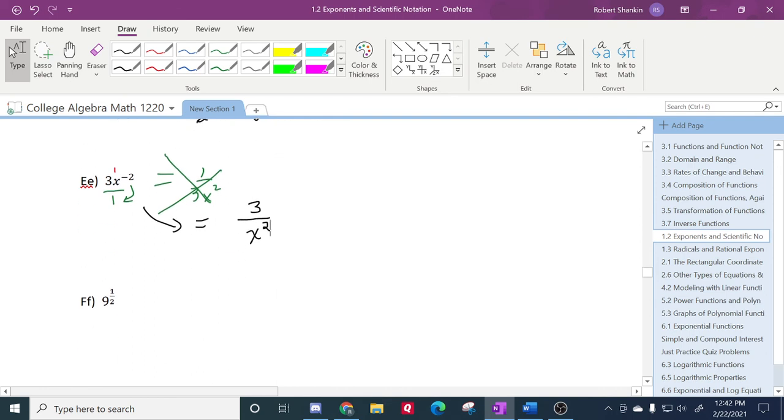All right, and then there's fractional exponent. 9 to the 1/2 power.